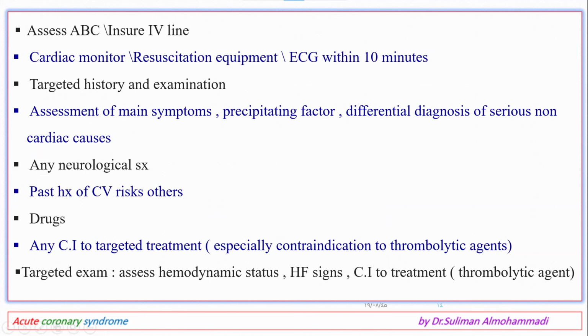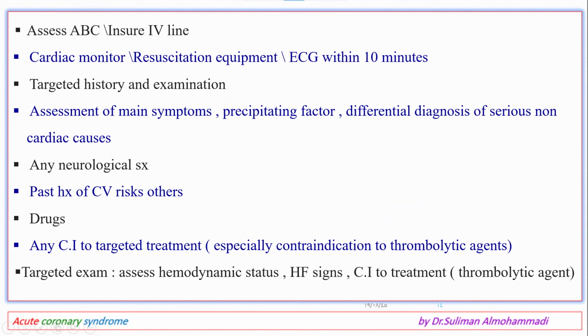Then have the targeted history and examination, since you have less time. Assess the main symptoms, assess the precipitating factors, assess possible causes or differential diagnosis, serious and cardiac causes, and elicit any past history of cardiovascular risk factors, any past cardiovascular events, and drugs, any contraindication to treatment. Especially for a young patient, have a high suspicion of drug addiction. Ask about usual medication, over the counter, or any other medication that may contraindicate a treatment like anticoagulation.